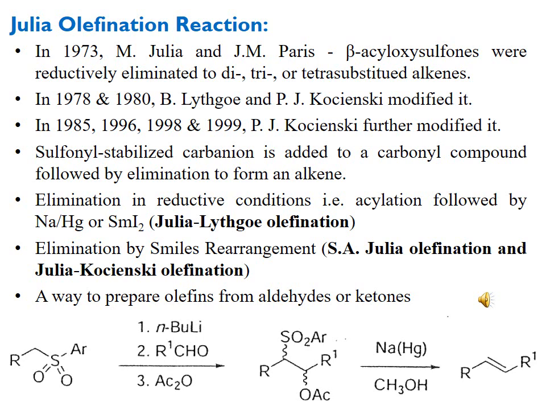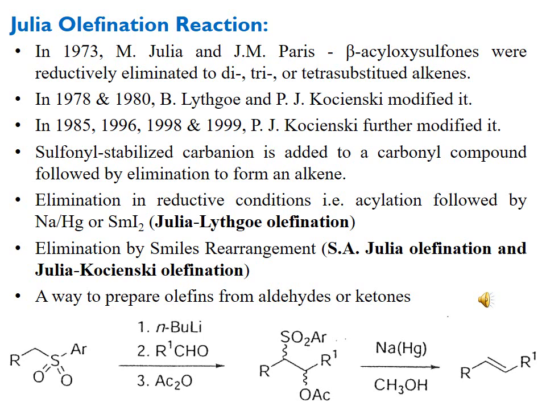In 1978 and 1980, B. Lythgoe and P.J. Kocienski modified it, but this modification was not very prominent. In 1985, 1996, 1998 and 1999, Kocienski further worked on this reaction, and many modifications were made, which also changed the path of the reaction and affected the yield and the rate of the reaction.